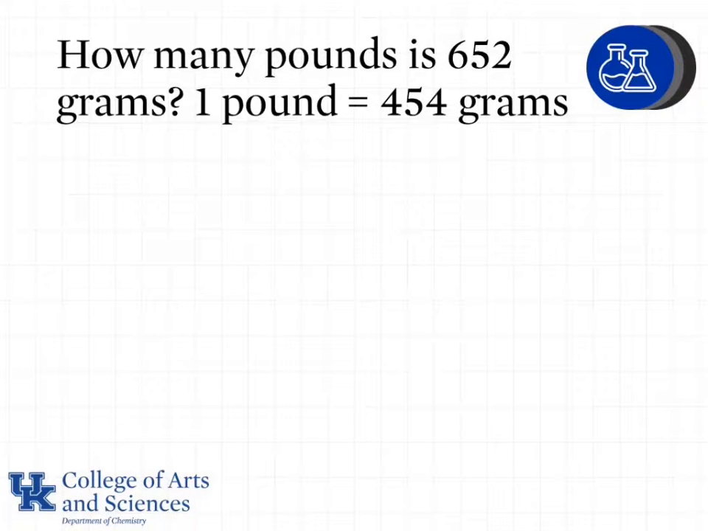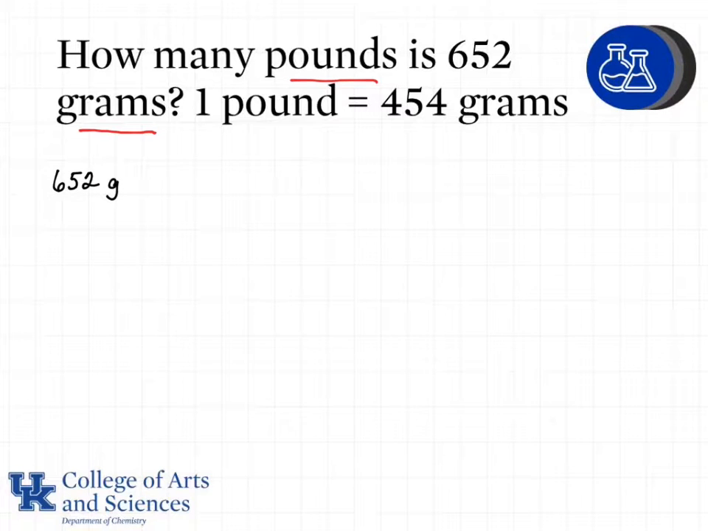Let's look at another example of how we use dimensional analysis. How many pounds is 652 grams? And we're given the relationship that 1 pound equals 454 grams. We first need to determine our starting units and our units for our answer. And so we see that we're given 652 grams, so we know this is where we're going to start. This is our simple unit, just grams, not a relationship that we see between pounds and grams. And for our answer, we want our answer in pounds because it asks how many pounds.